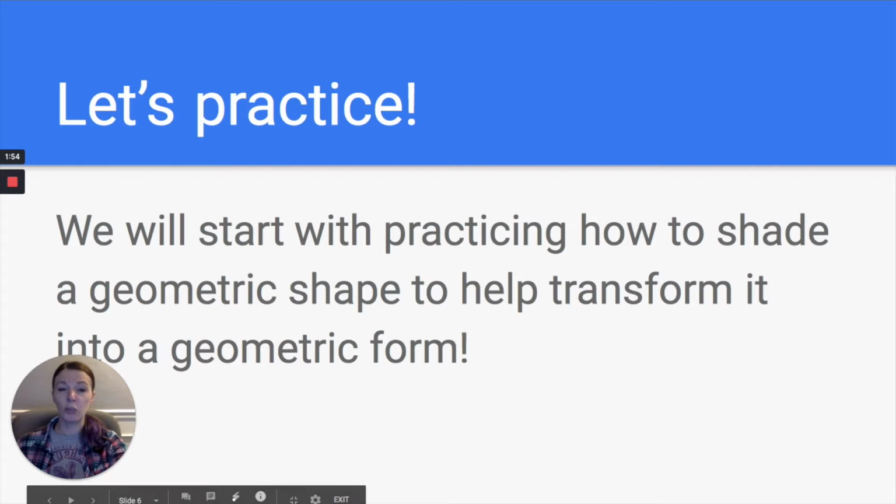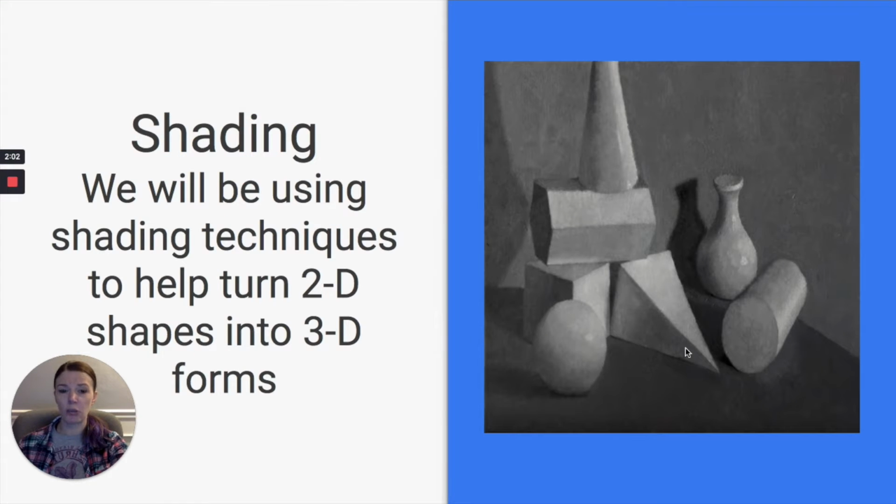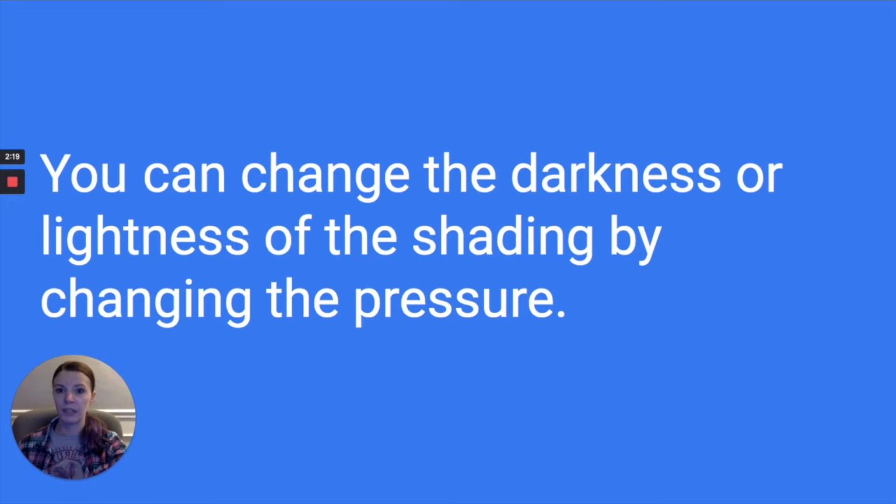We are going to practice turning a geometric shape into a geometric form by using shading. Shading is just where we're going to take a pencil or a color pencil or a crayon, and we're going to either press really hard to get some really dark shades or really lightly to get some really light shades. So here's another example of a still life using geometric forms to create art. Again, you can change the darkness or lightness by changing how hard you're pressing.